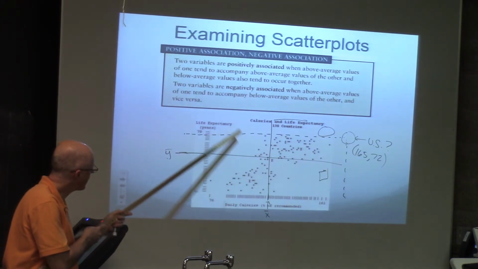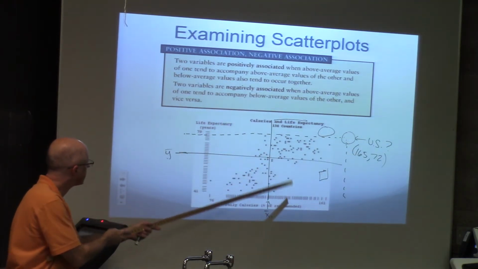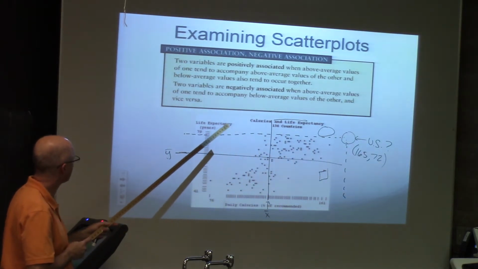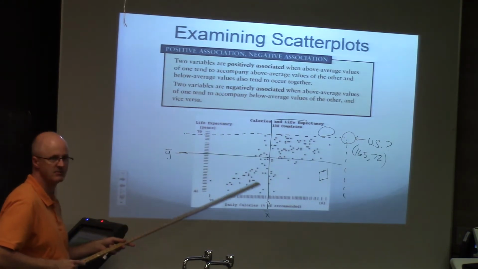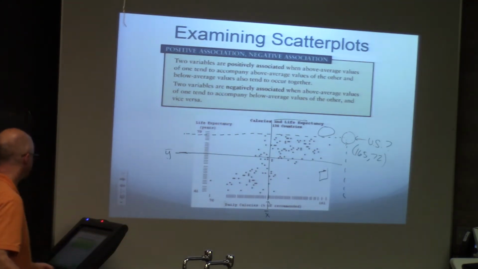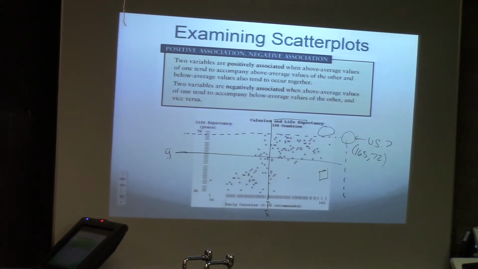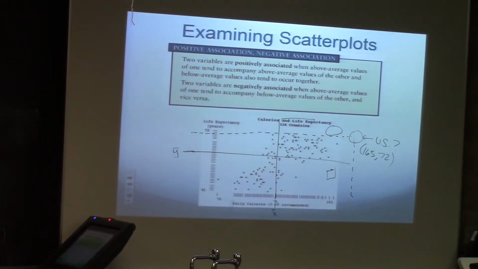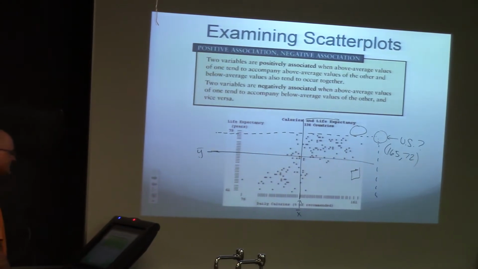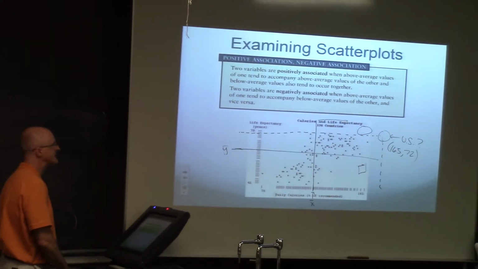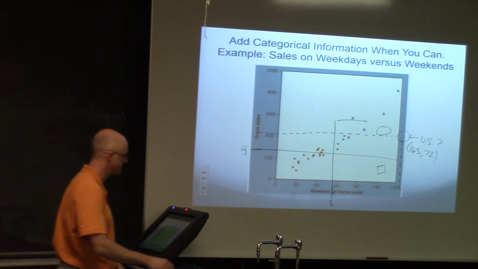If it was a negative trend, a negative association, most of the points would be here and here. And above average values for one accompany below average values for the other. And vice versa. Okay? It is good to continue using critical thinking and also plan ahead. Here's a business situation where a scatter plot could be useful.